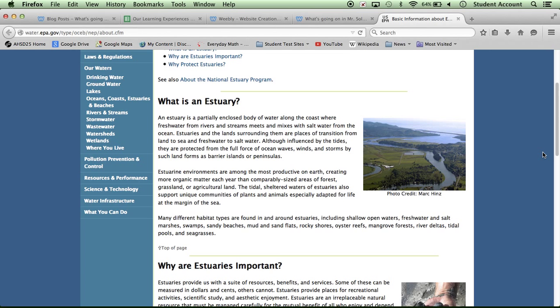And so this is a great place. This is a very helpful place because it's protected from ocean waves, winds, and storms by the barriers of islands and peninsulas. And also there are many different habitats, like marshes, swamps, beaches, oyster reefs, deltas from the river, tidal pools, and other things like that.